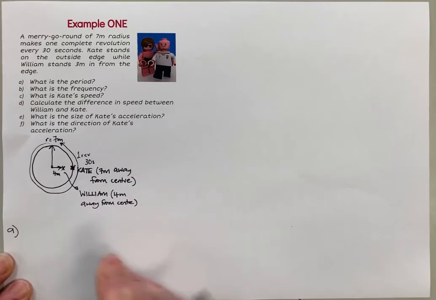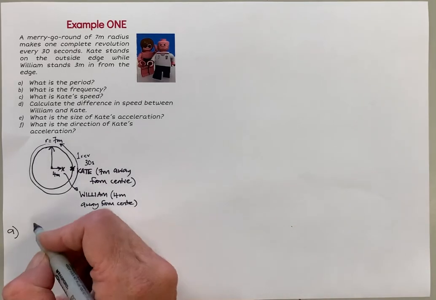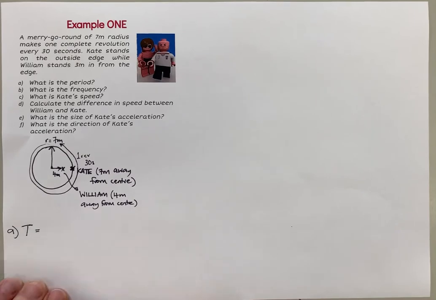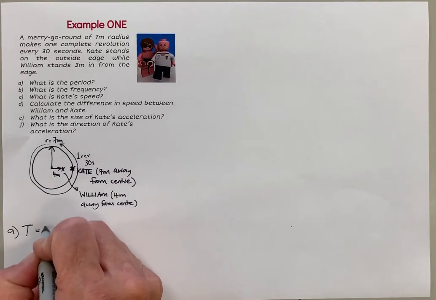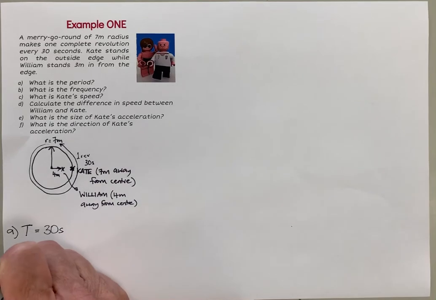So let's have a look at part A. What is the period? The word period means the time taken for one revolution, and it's given a capital T. And we're told in the question that one revolution takes 30 seconds. So that's your answer for A.